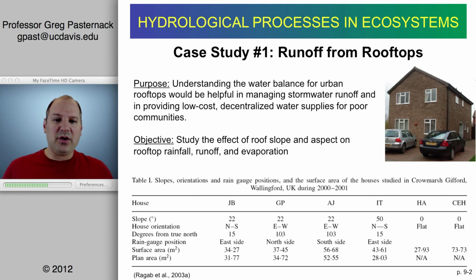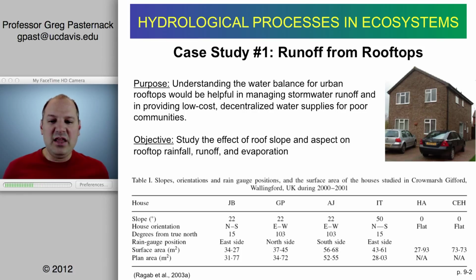The first case study I want to show you is looking at runoff from rooftops in the UK. This was a study done in Wallingford, and the purpose is just to understand the water balance of rooftops, just like we could think of a rooftop like a canopy. Whether it's to try to hold the water back and not affect downstream flooding, or to make use of that water, there's a variety of possible uses, but just trying to understand the hydrology.